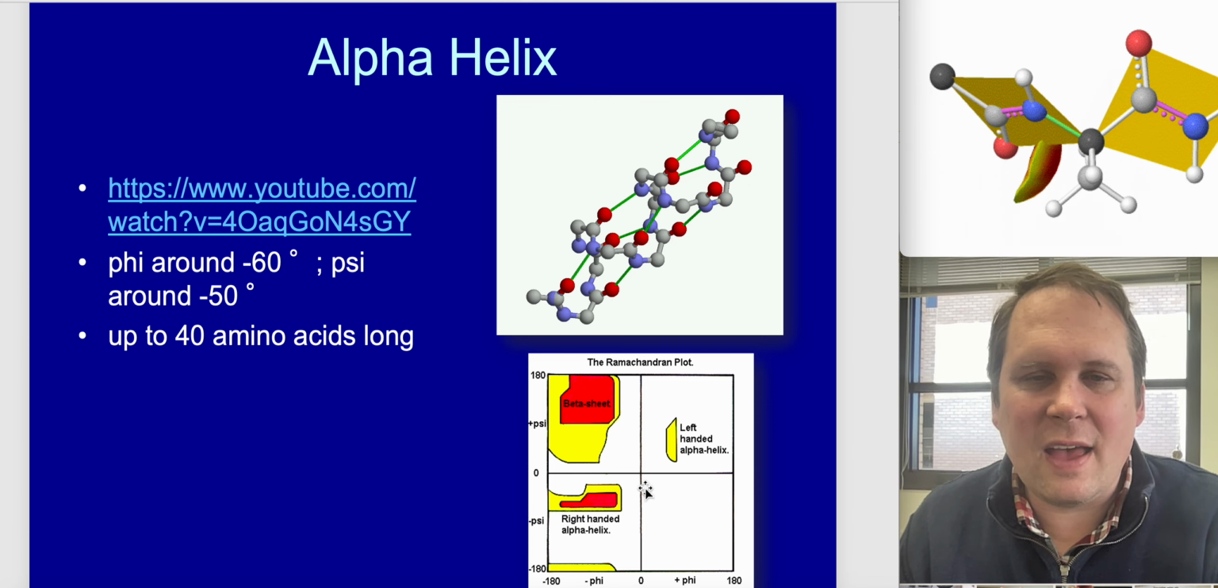This is a beta strand. And remember, in nature, you don't ever find one beta strand. There are always more than one beta strand, and they form a beta sheet. Also predicted by Pauling, and once again, he did a good job.